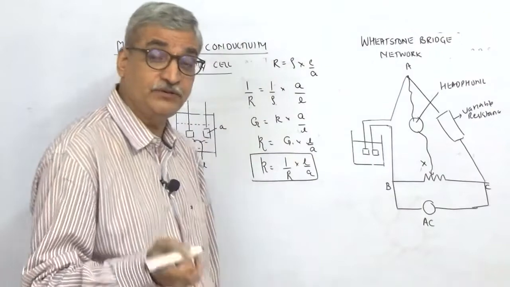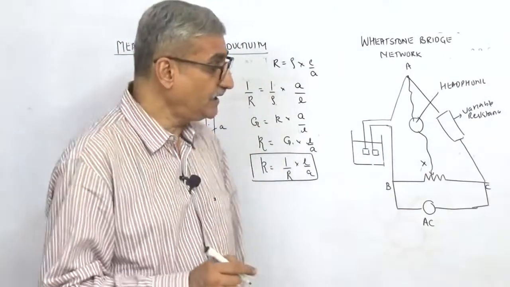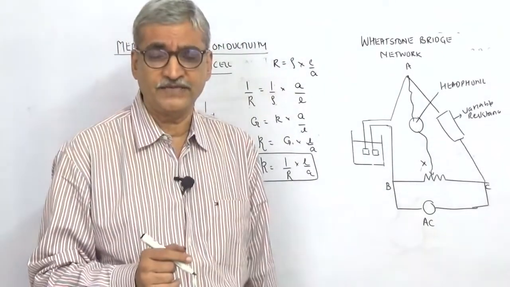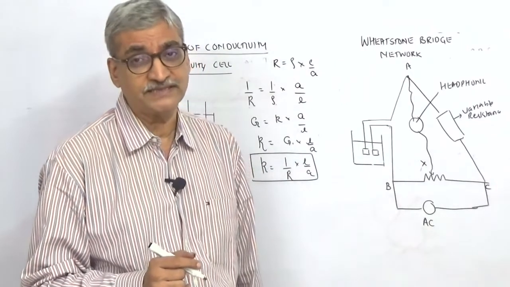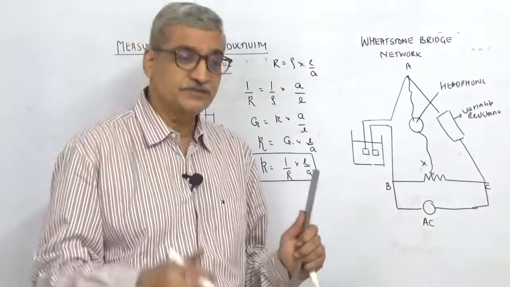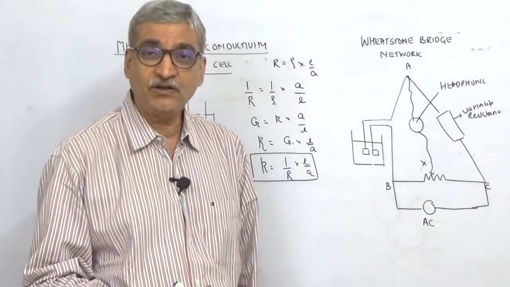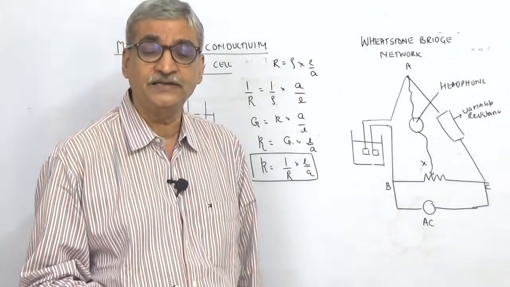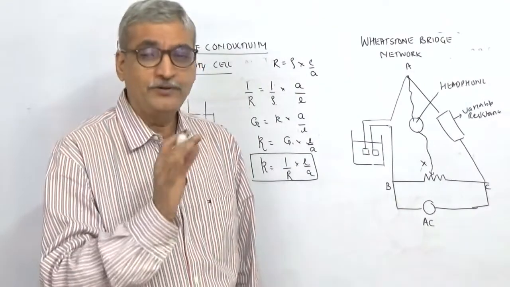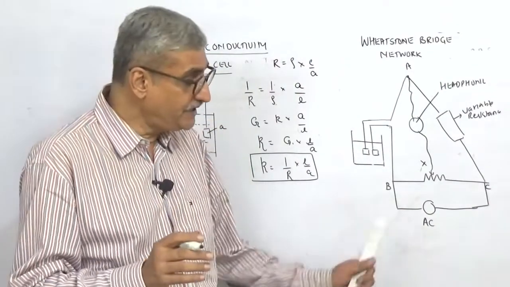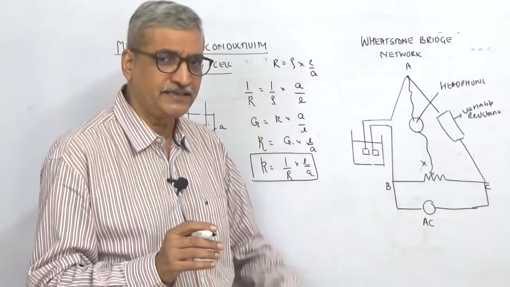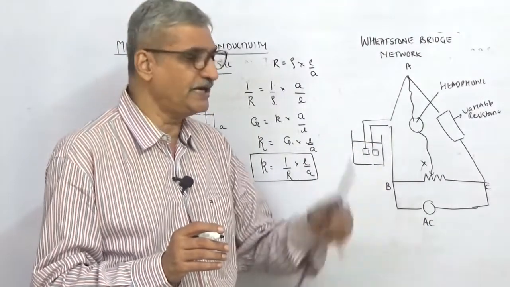In your physics, maybe you'll use DC, but here in the electrolytic experiment we use AC current. Why are we using AC current? What will happen if we use DC? If we use DC, electrolysis of the electrolytic solution will take place. We don't want that to happen. When DC is used, we use a galvanometer. When AC is used, we use a headphone.